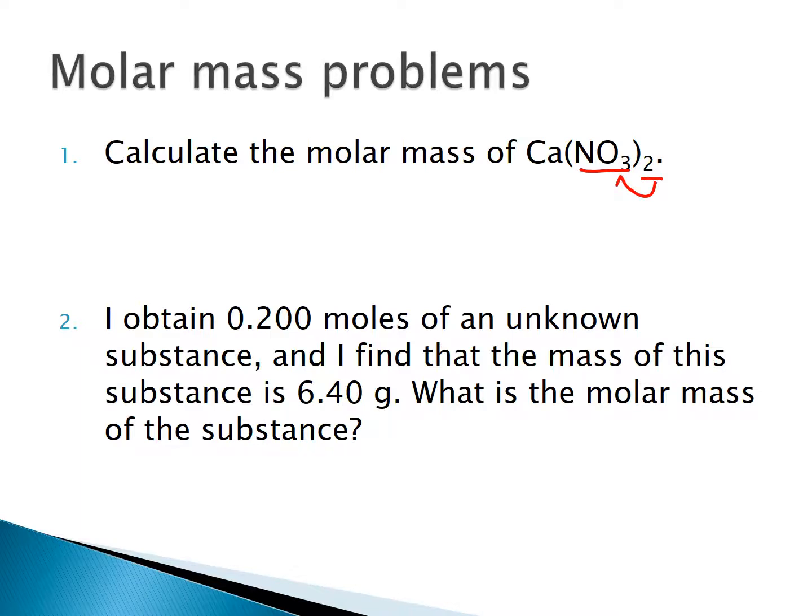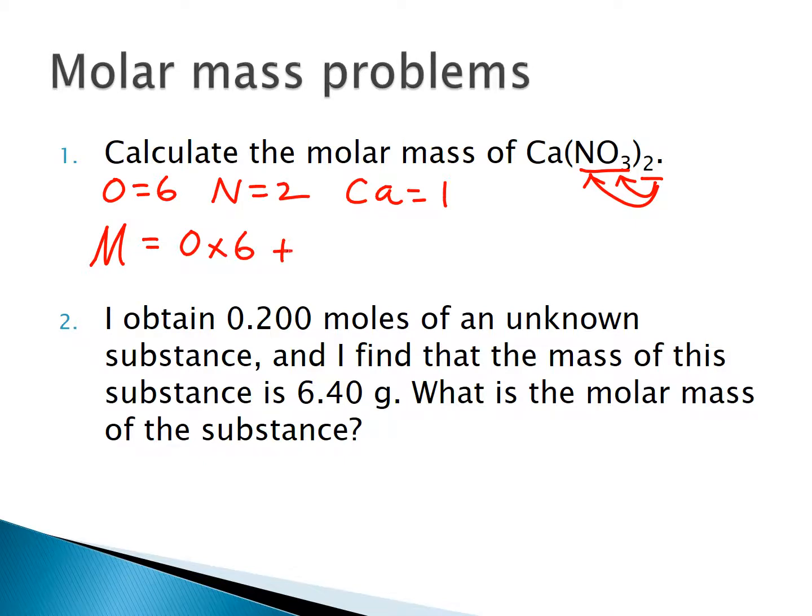That means we'll distribute that 2 throughout, and it gives us 6 oxygens and 2 nitrogens. And of course we have 1 calcium, because calcium has a subscript of 1 in front of it that we just can't see. So to get the molar mass, which we'll denote with a fancy looking capital M, we're going to take the mass of oxygen and multiply it by 6, and add that to the mass of nitrogen multiplied by 2, and add that to the mass of calcium. When we do that, we'll get the molar mass.